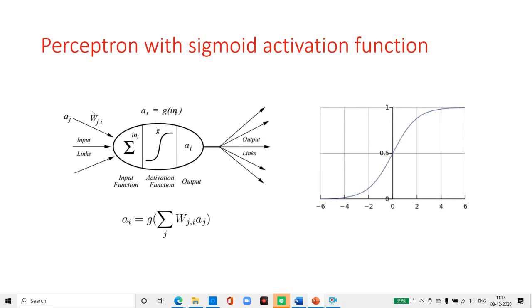So here the input links are w j comma i. Here the summation is the input function, where we generate the net input values. Then the activation function a of i equal to g of in i, we are applying the activation function on the net input, that is in i, and the final output is a i. And these are the links. So this is the perceptron with the sigmoid activation function, and the curve is like this, S curve.